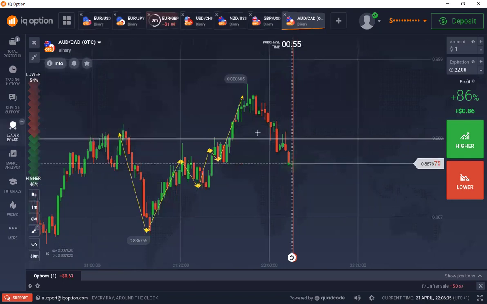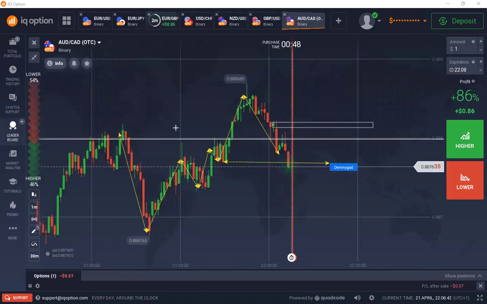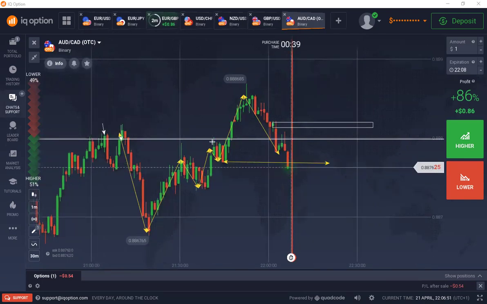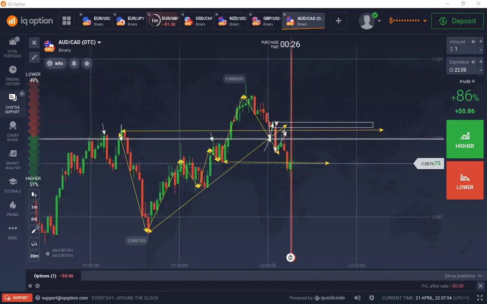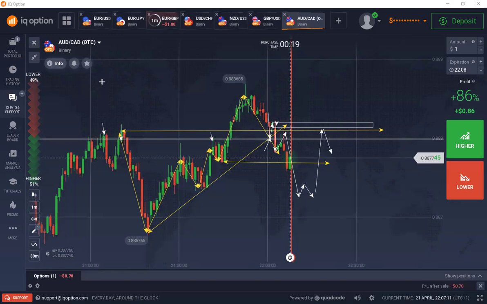So the entry zone should be somewhere around here, because here we have resistance, and it becomes support. Then this time, as the price tested the support, it traced back for a while, then broke. The first attempt failed to return, so this time the market takes some time. It might actually revisit the zone one more time before it finally reverses.